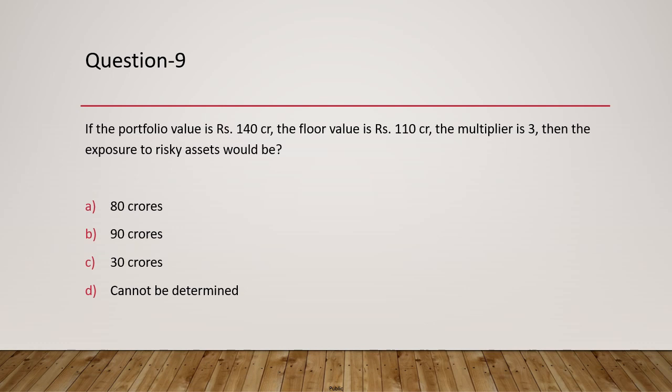If the portfolio value is 140, the floor value is 110, and the multiplier is 3, then the exposure to risky assets should be how much? So first take the portfolio value as 140, and from this deduct the floor value, 110, and you will end up getting 30. So 30 multiplied by 3 will give you 90. That's how we arrive at it. So we have 9 questions done.